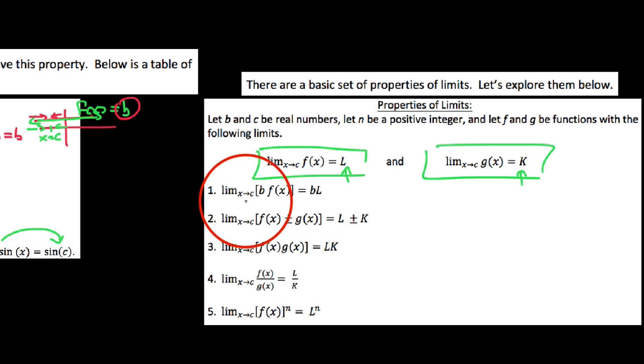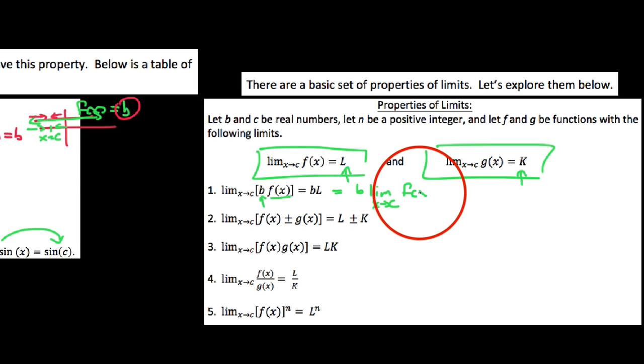So we say that the limit of our function f of x times some real number b here as x gets really close to c is really equal to b times L. And so that is to say that we could really just take that b and put it out in front. We could do the limit first of our function of x. Because b times L is b times the limit, what you're seeing is we're just saying that we could do the limit first and then do the scalar next. Likewise, when we look at this next property, we say the limit as x gets really close to c of f of x plus or minus g of x is just L plus or minus k.